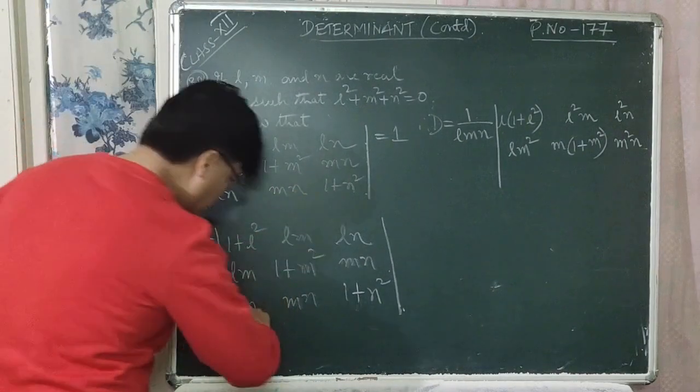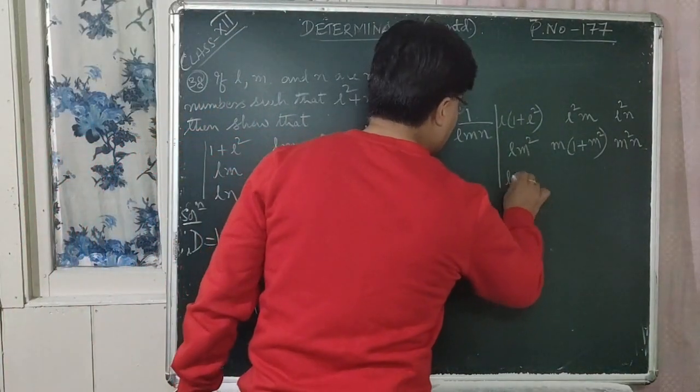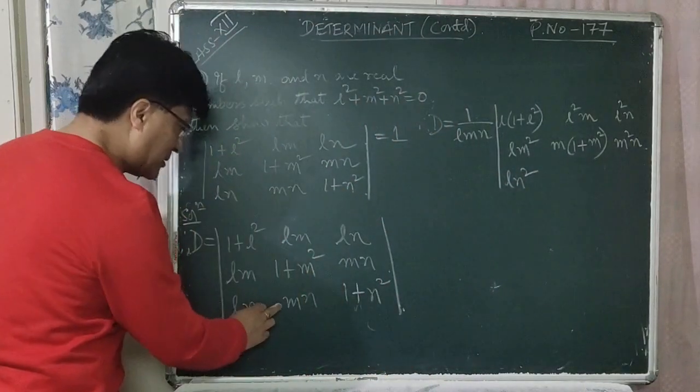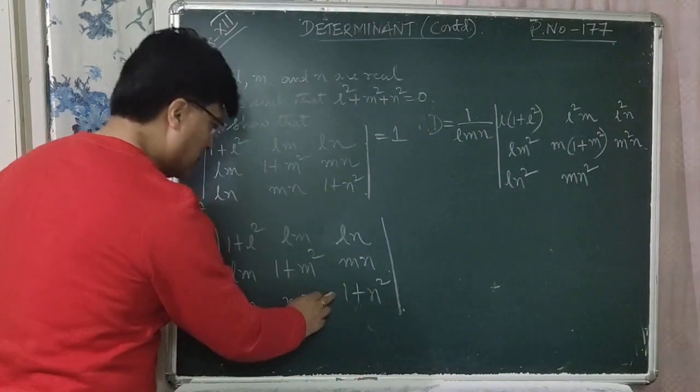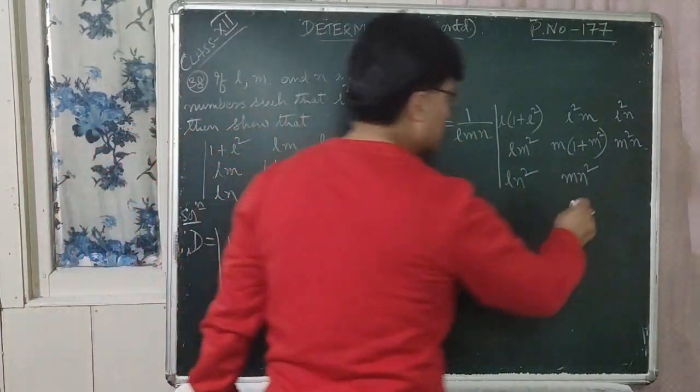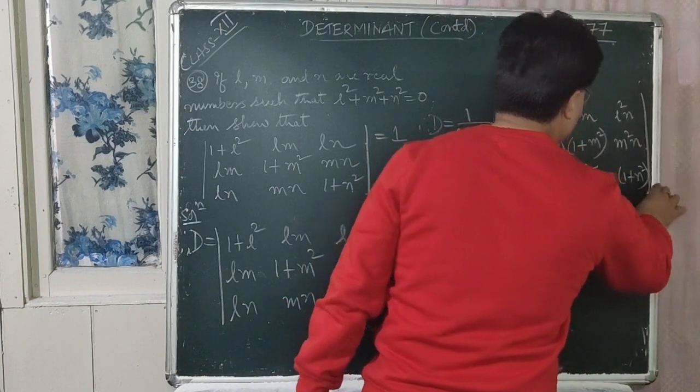Okay. Now the third row is multiplied by N. So it is LN square. This is LN square. Next MN square. This is MN square. Next N into 1 plus N square. N into 1 plus N square.